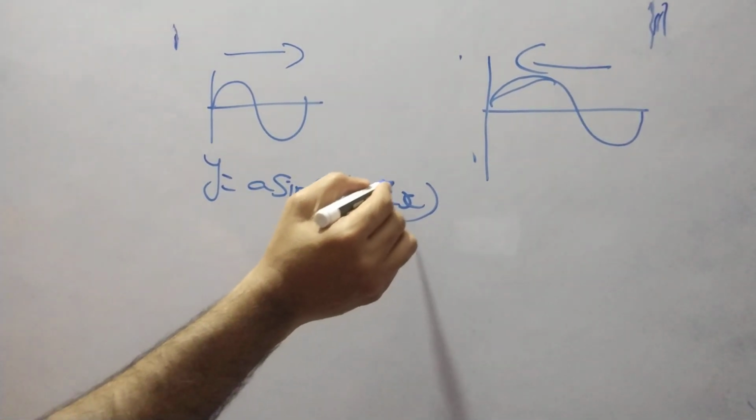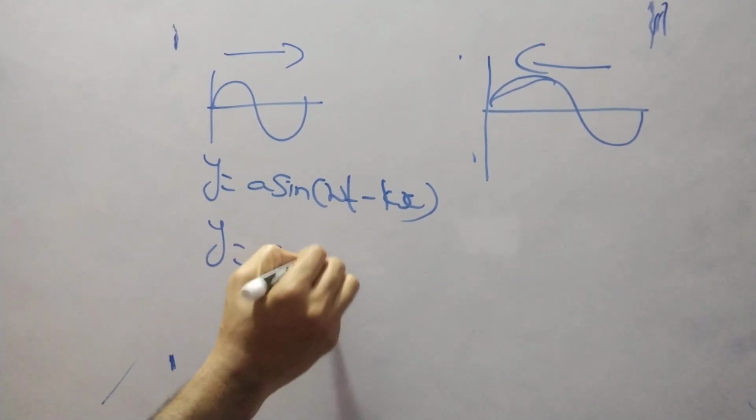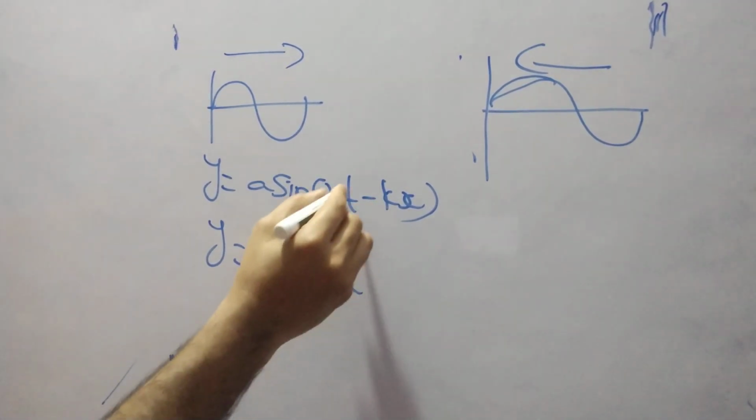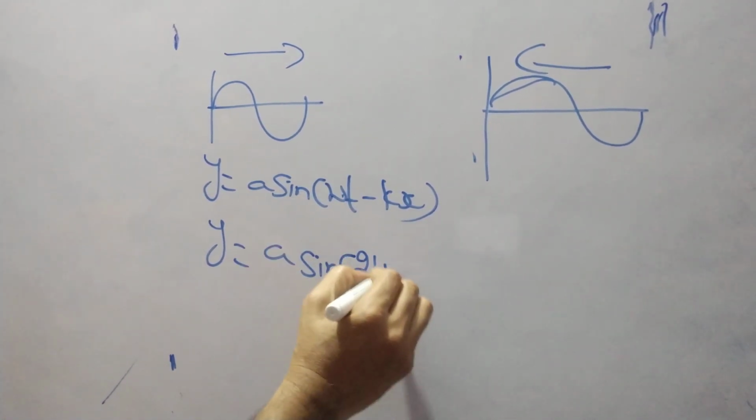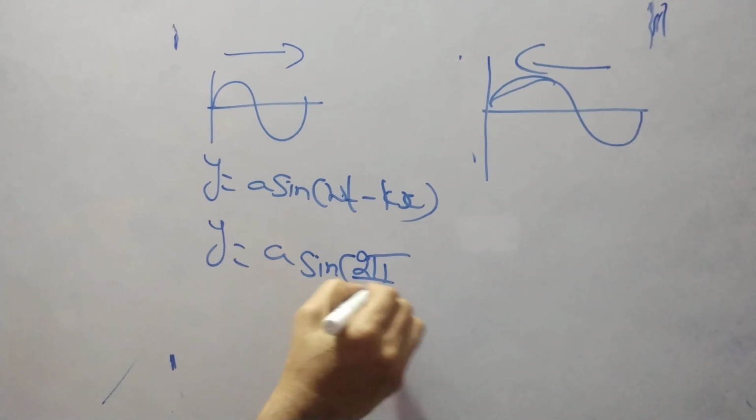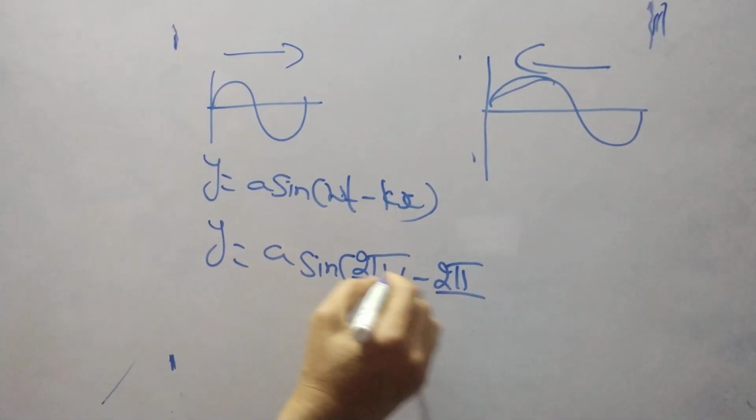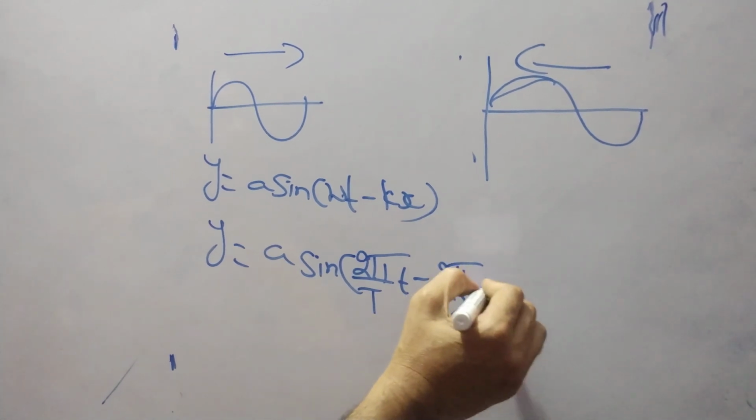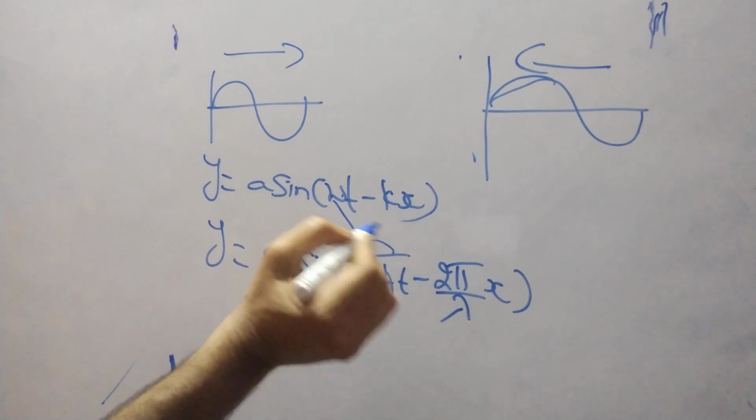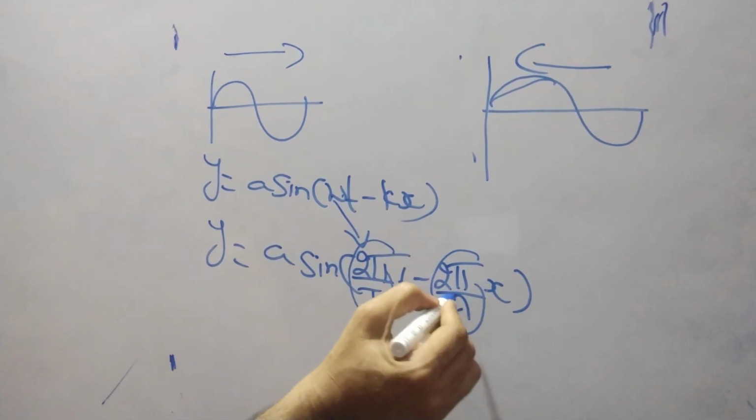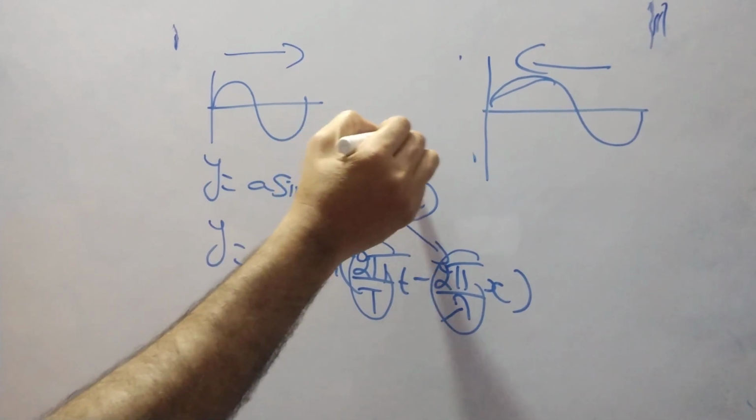So why did I get the k value? Because that equation is there, no? We have written that equation, no? Here omega is 2 pi by T into t, and this is 2 pi by lambda into x. We have written this equation, no? So this 2 pi by T is omega, right? The 2 pi by lambda is known as the wave number, that is k. So this is the wave number.